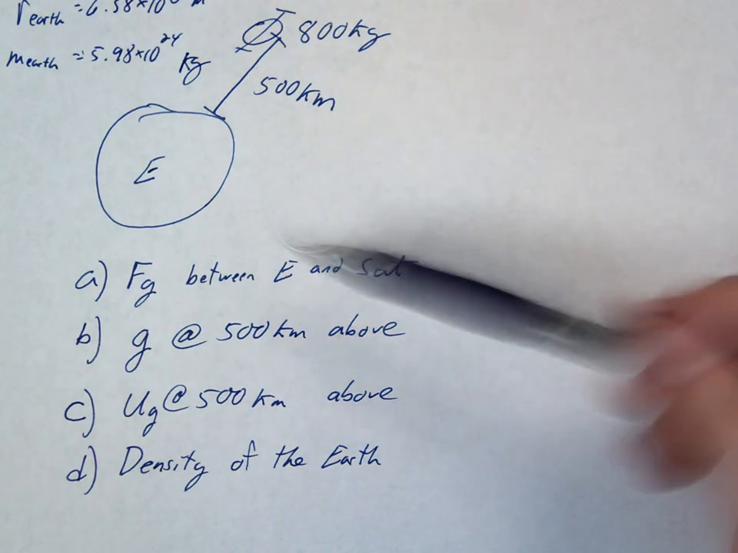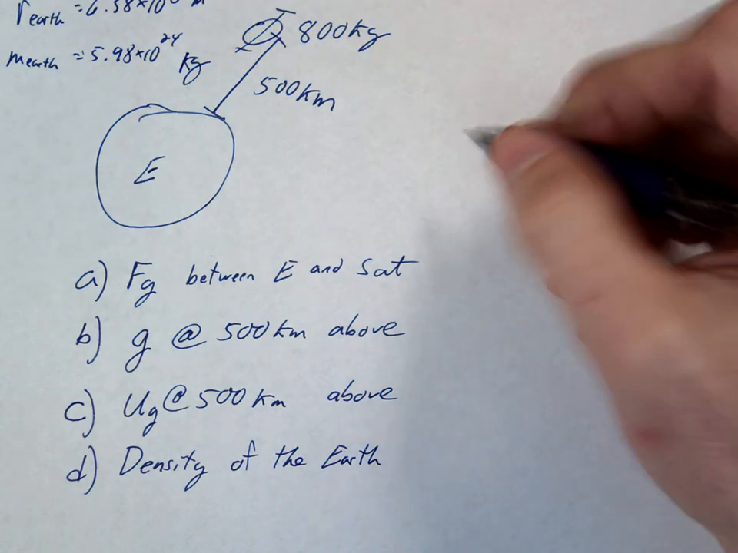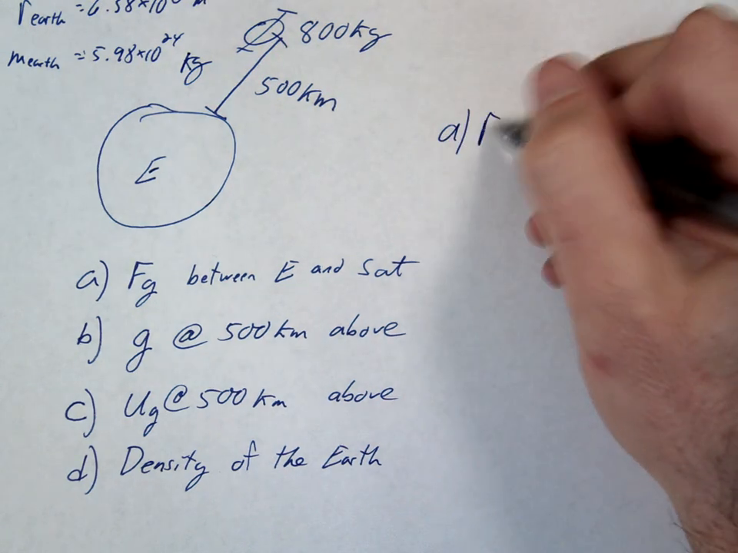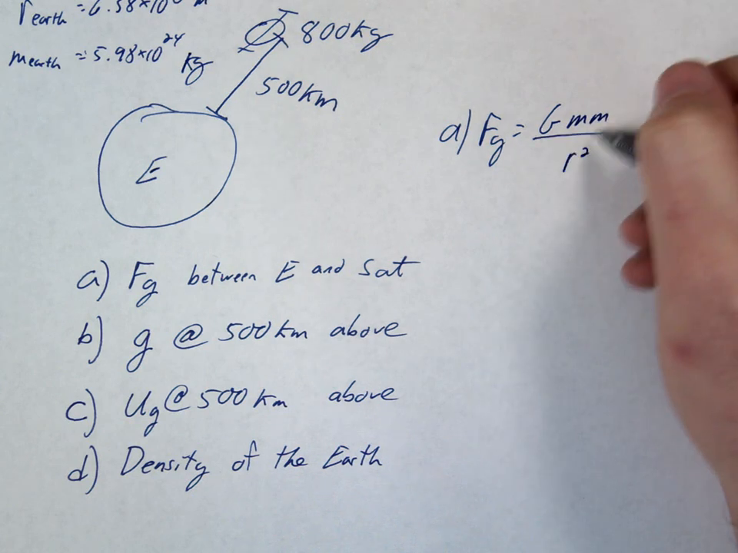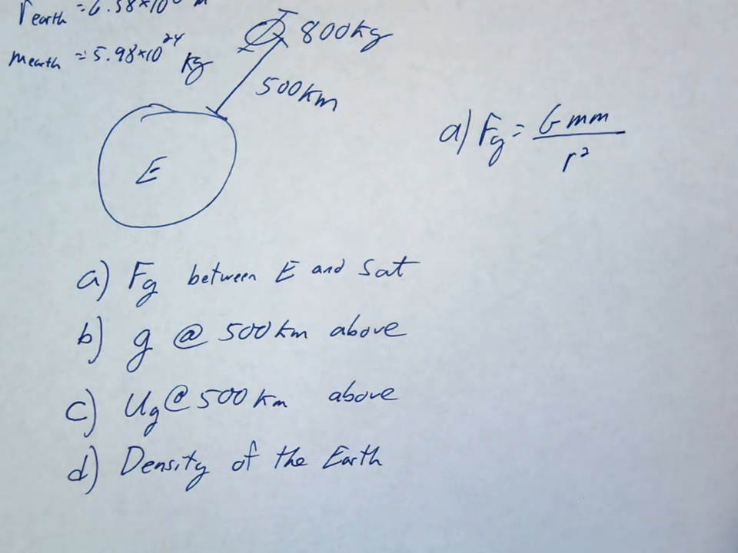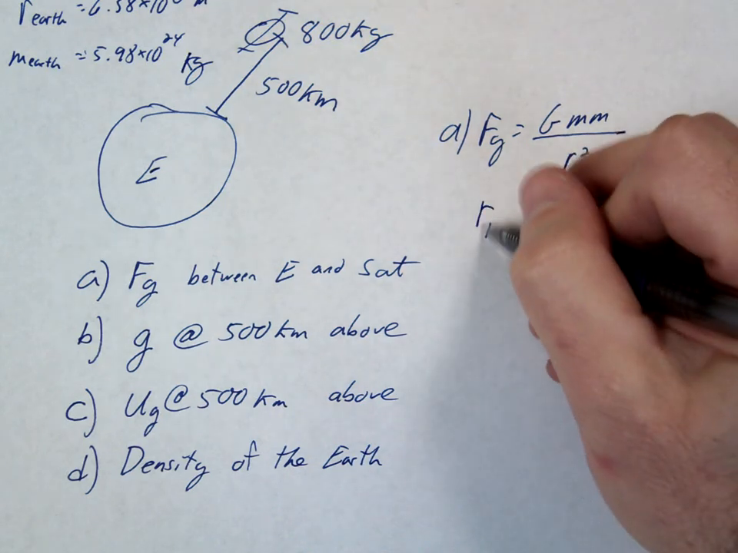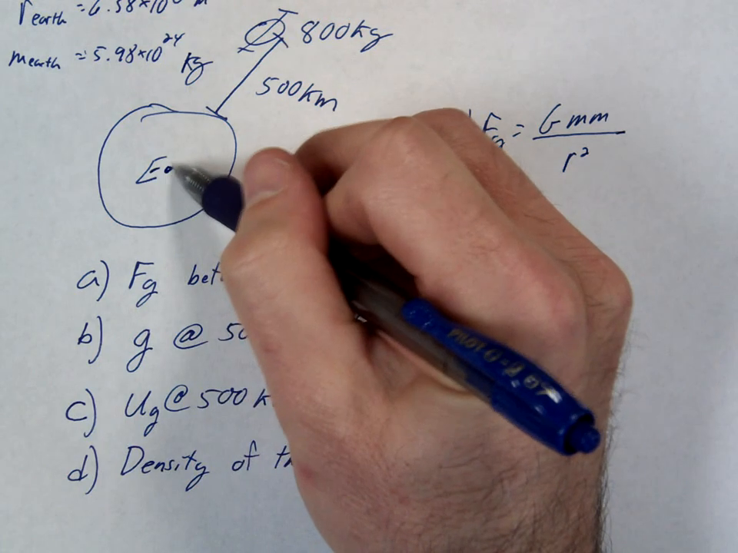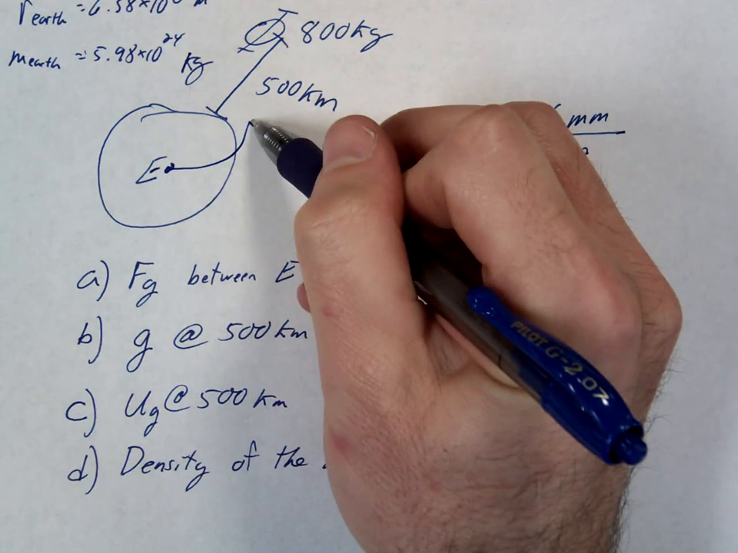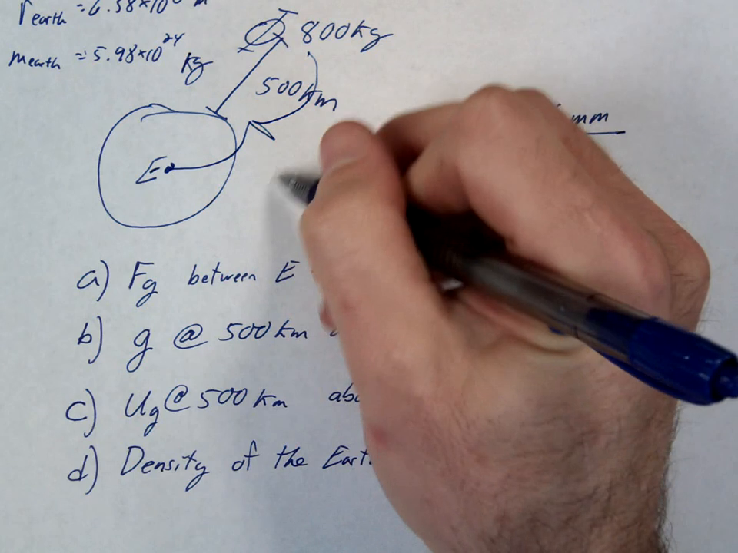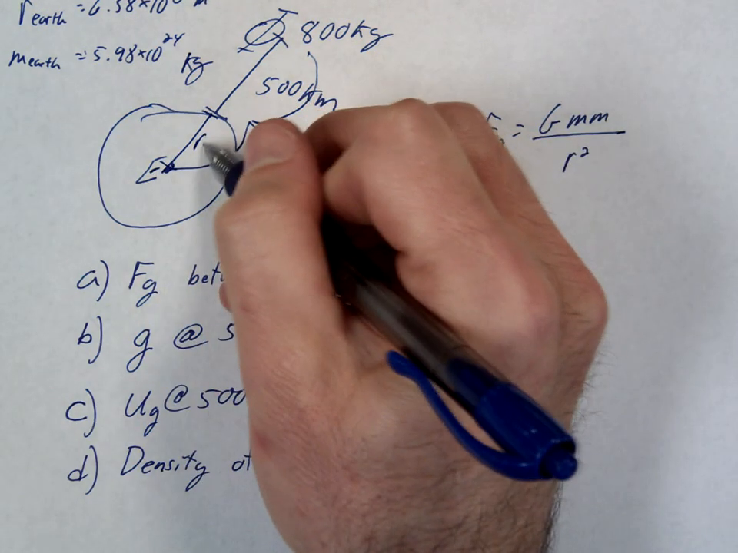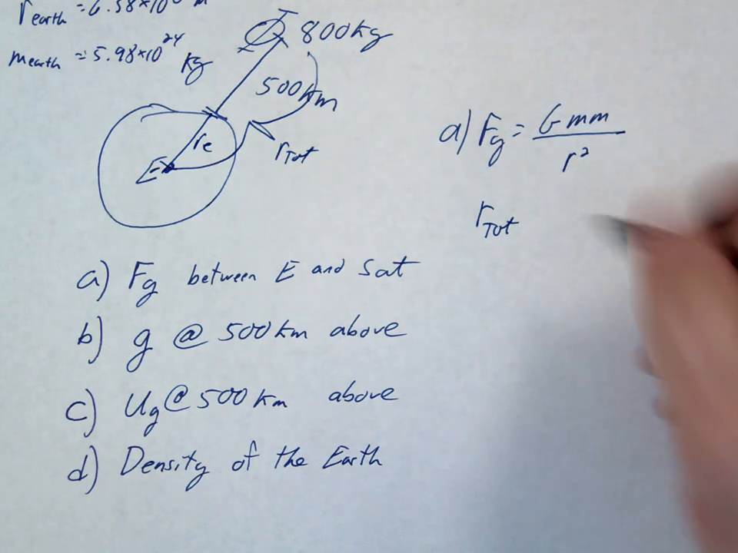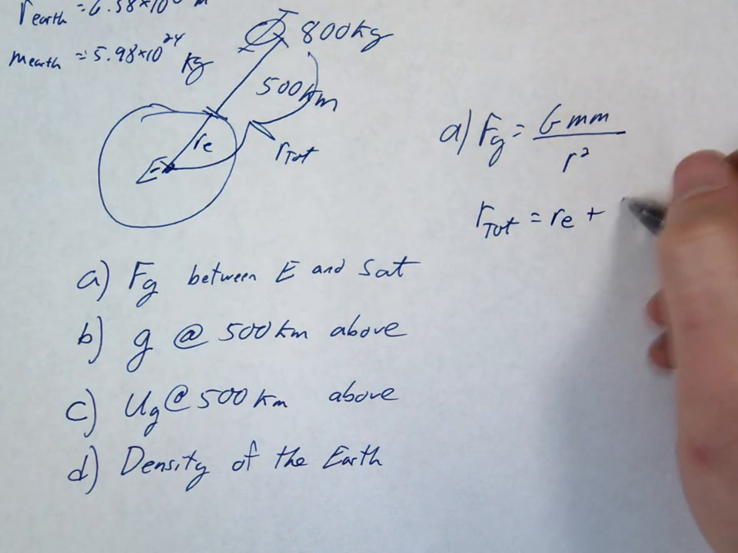Okay, so let's find some values between us and the Earth. To find A, the force of gravity, we're just going to use our G(m)(m) over r squared. Now, what do we use for our r? You need the total radius, from here to here. That would be our r total. So you have to add the radius of the Earth plus the distance above.